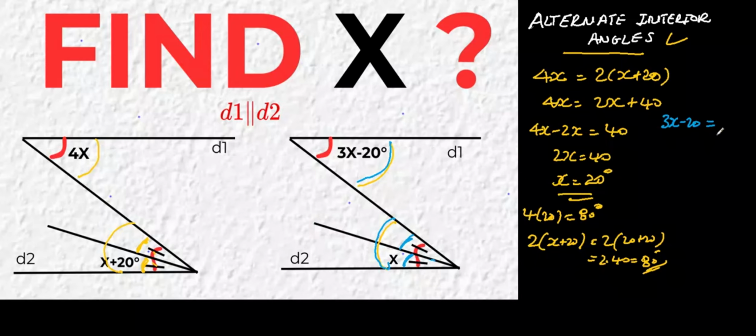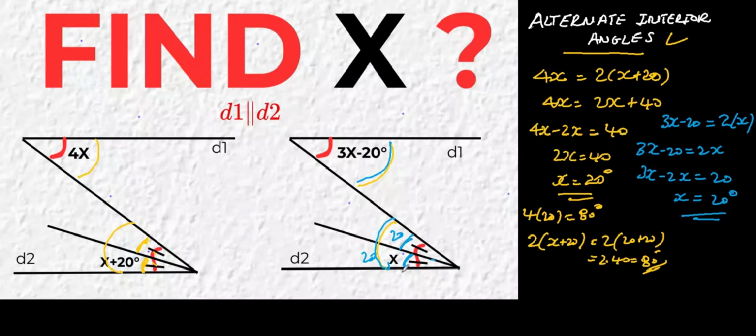So that means this 3x minus 20 is equal to 2 times x, because this is x plus x, 2x. So 3x minus 20 is equal to 2x, and 3x minus 2x is equal to 20. Then x will be 20 degrees. So if you insert 20 here, 3 times 20, 60, 60 minus 20, it will be 40 degrees. And here x is 20, 2 times x, it is 40.